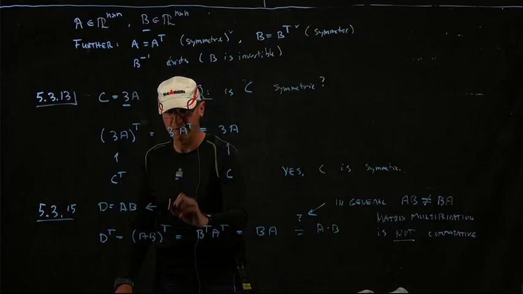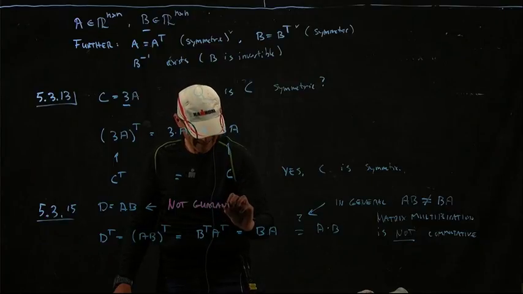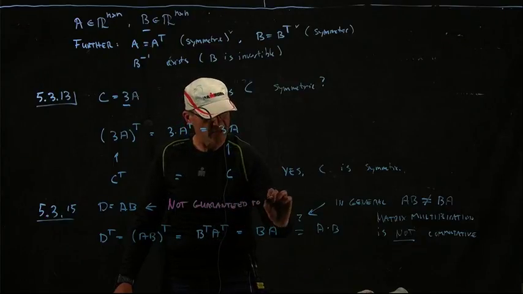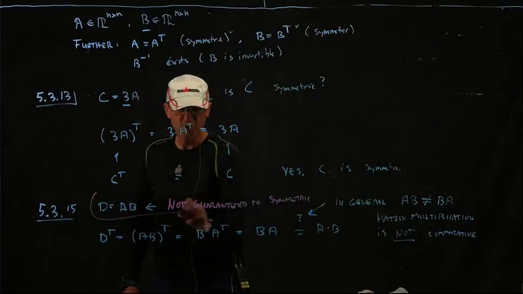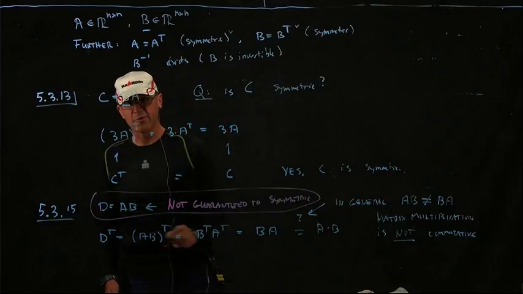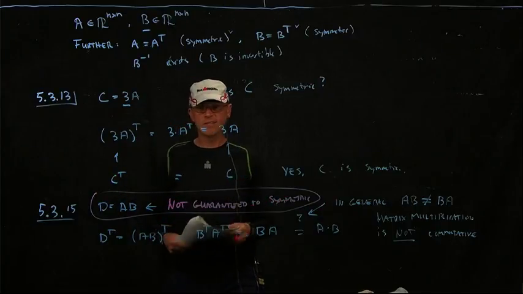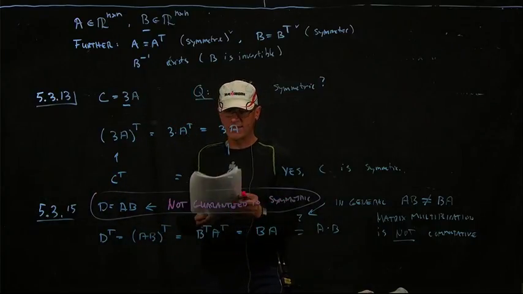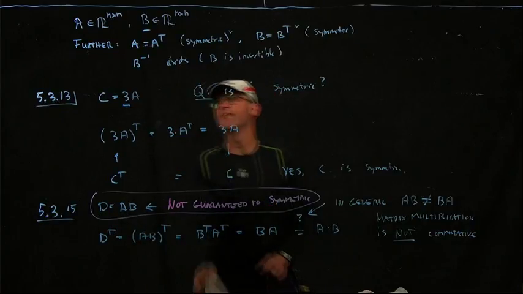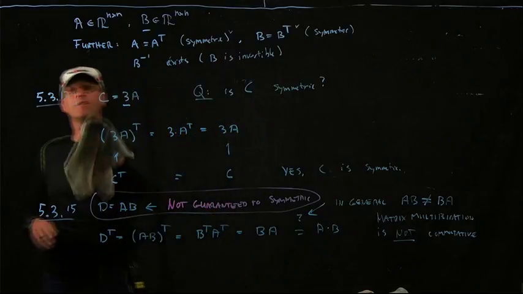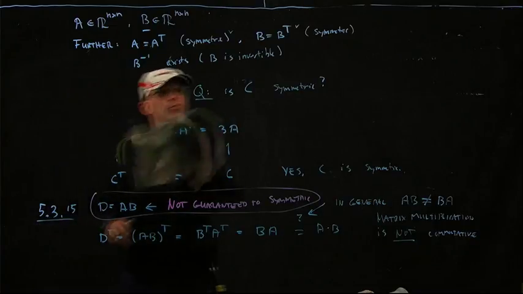So let's change the color here. So not guaranteed to be symmetric. So it could be, but it's not necessarily true. I mean, A and B could both be the identity matrix, and in that case, it is symmetric, but you cannot guarantee that that's the case. Let's see. I want to squeeze in 2 more problems using the same matrices, and then I think it's time for a break.